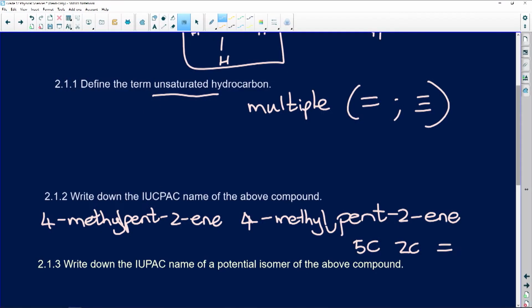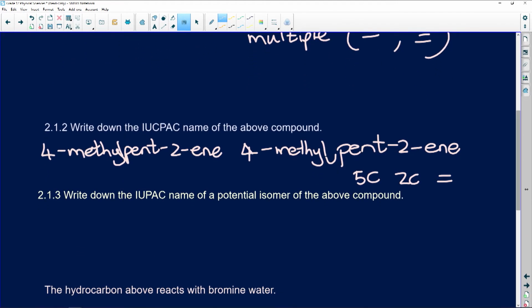All right, so great. So there's the name of it. Now they want us to write down the IUPAC name of an isomer of the above compound. Well, this is an ene. So what we could do, we could just move the double bond across the chain. So instead of having it on position number 2, we could move the double bond to position number 3.